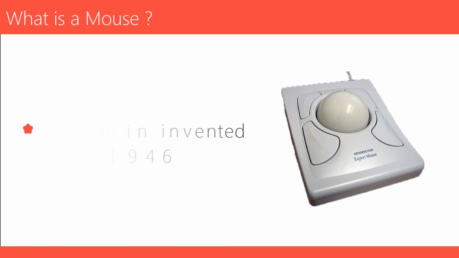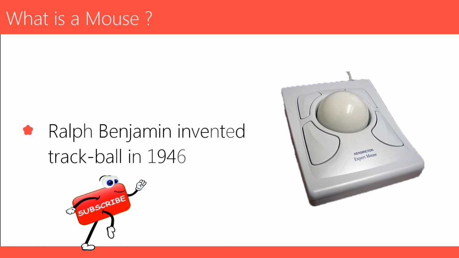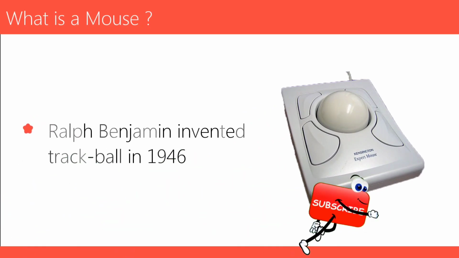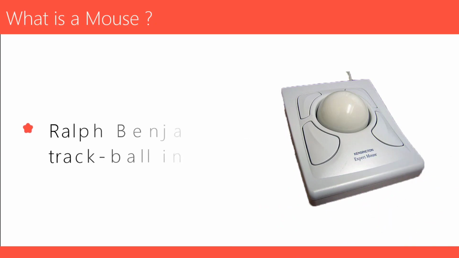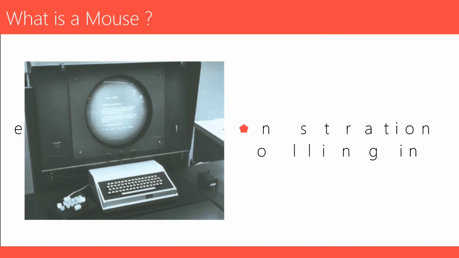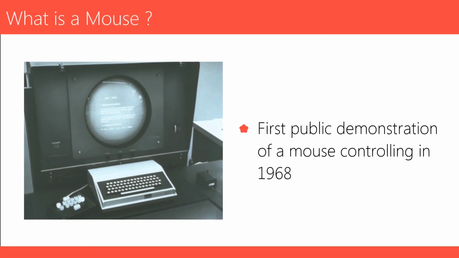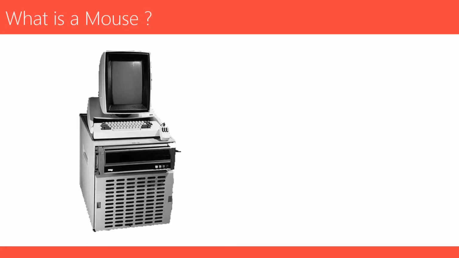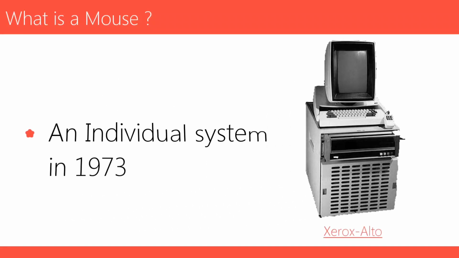A trackball, a related pointing device, was invented in 1946 by Ralph Benjamin. The first public demonstration of a mouse controlling a computer system was in 1968. The Xerox Alto was one of the first computers designed for individual use in 1973 and is regarded as the first modern computer to utilize a mouse.